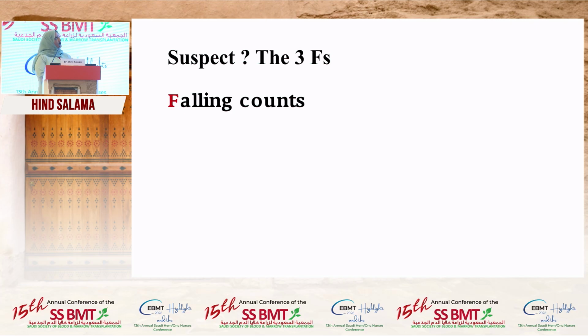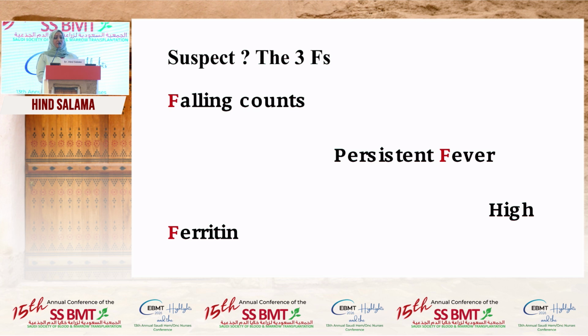Most of the experts use the 3 F terms. The first F is the falling count, meaning unexplained cytopenia, then persistent fever without a positive culture or a real cause, and the last one is high serum ferritin. If you find these 3 together, then think of HLH, and you need to apply your scoring system to diagnose HLH.